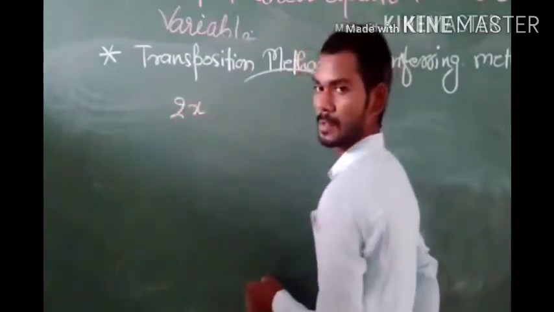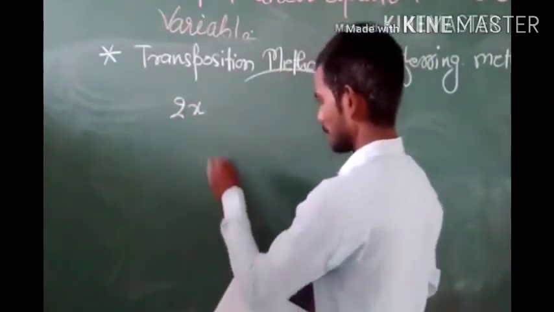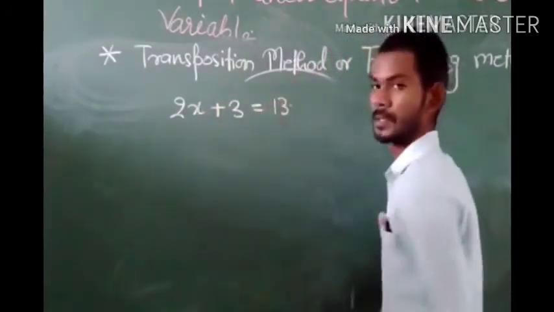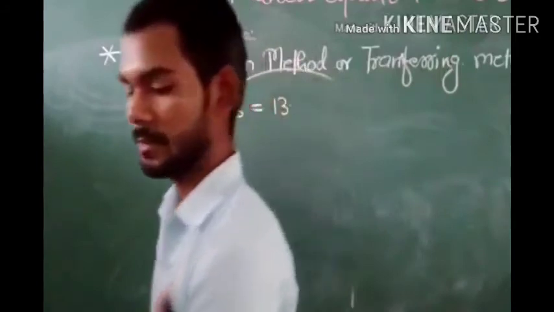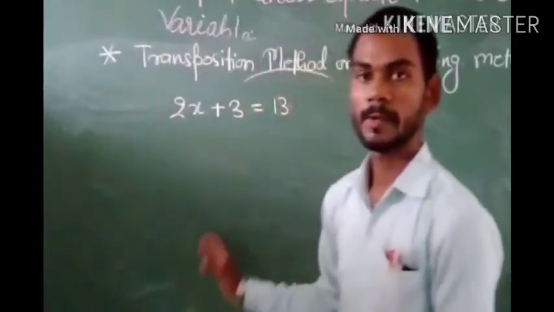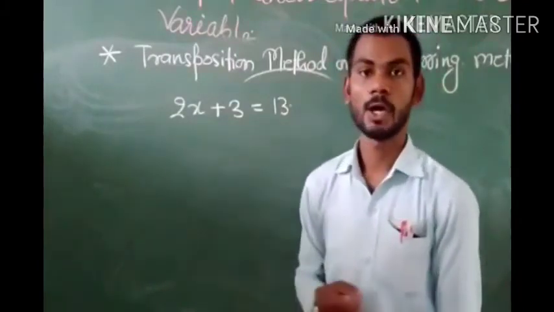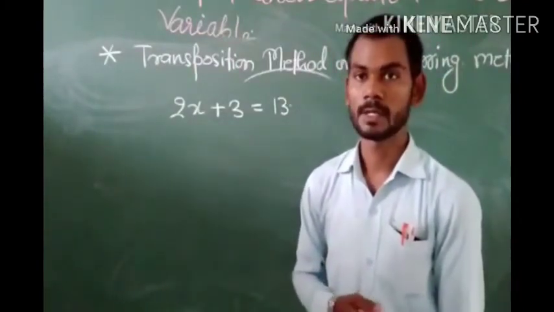2x plus 3 is equal to 13. This is the given question, and let us solve it by the transferring method or transposition method.